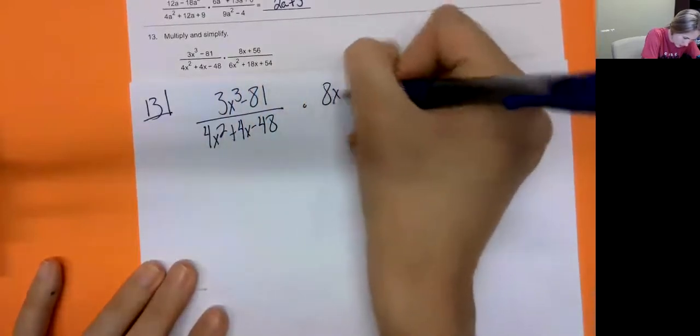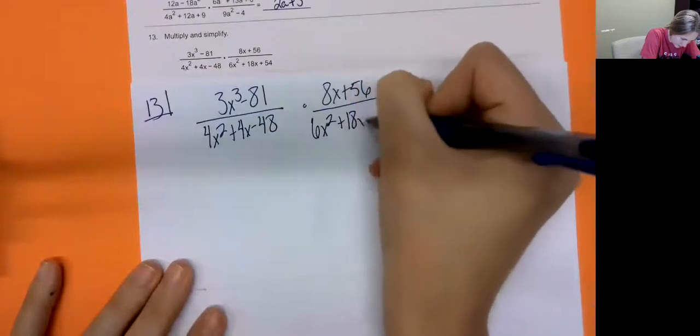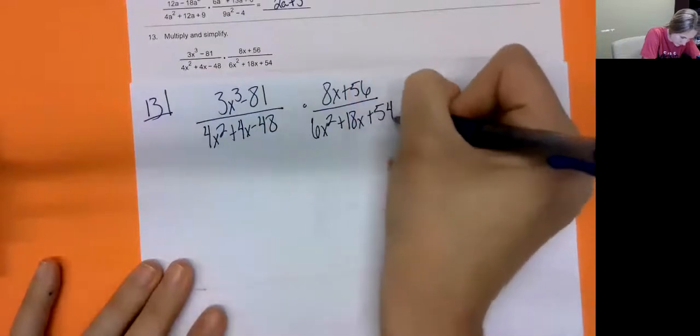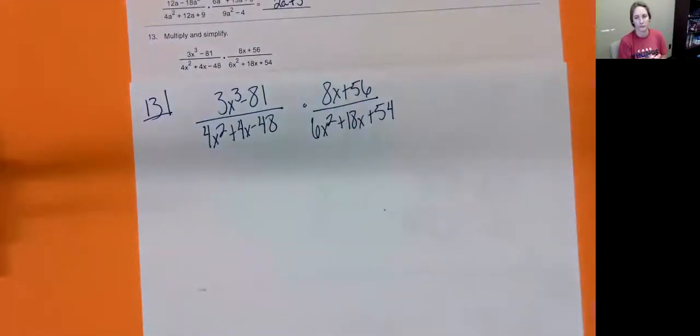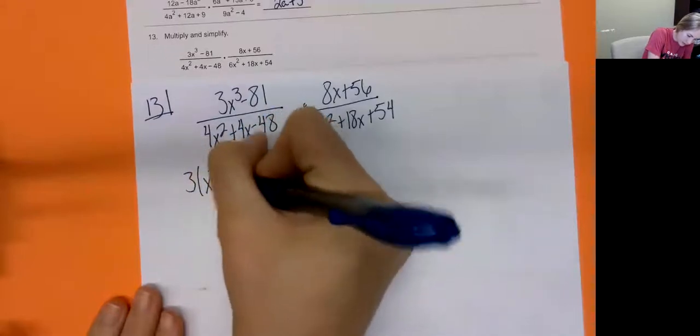Times 8x plus 56 over 6x squared plus 18x. Every one of these we can factor out a number first before we do anything. And some of them you have to factor the number out first to be able to do anything. So this first one, we can factor a 3 out of it, and we'd be left with x cubed subtract 27. And that's going to be the difference of cubes because we have x and 3.